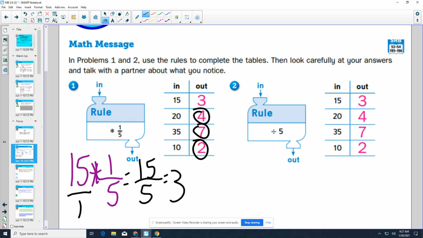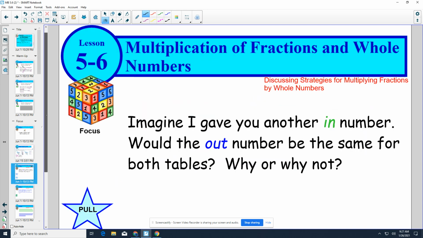Now, if we look over here, if I just do 15 divided by 5, I get 3. If I do 20 divided by 5, I get 4. Do you notice a pattern here? Multiplying by 1/5 and dividing by 5 is the exact same thing, because 1/5 is a unit fraction and 5 is what you end up dividing by. So dividing by 5 is the same thing as multiplying a whole number by 1/5.